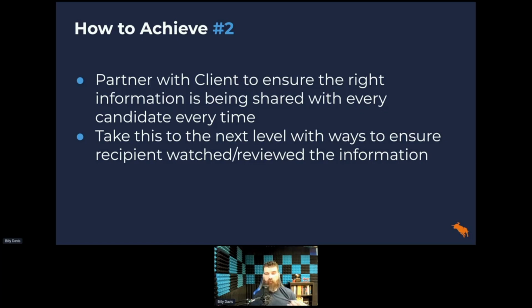All of those types of things are really helpful for candidates as they're coming in. And then you can take this to the next level where you can use automation or other things to ensure that the recipient watched or reviewed the information, right? So you can put those checks and balances in place to ensure that not only do you have great information that you're sharing with the candidate, but that they're also reviewing it, watching it, and more importantly, consuming it, learning it, absorbing.